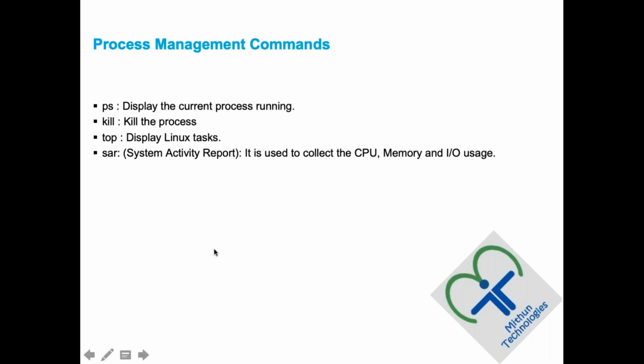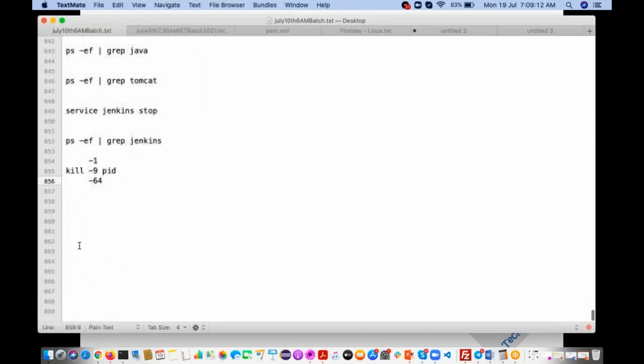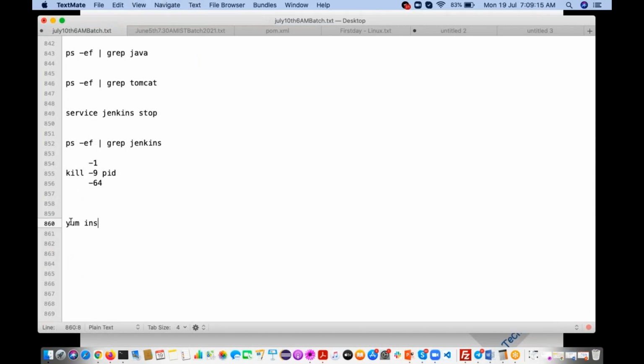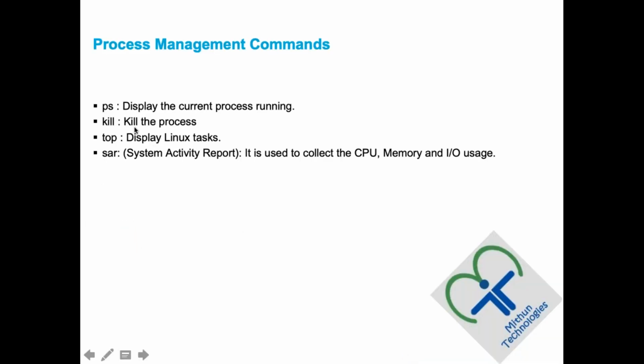So if you want to install sar, how are we going to install it? If you want to install a package, we use the yum command: yum install. There is no package named sar. You have one package named sysstat, system statistics. You have to use this package name to install sar. After executing this command, the sar command is going to work. Just go ahead and install this package and you can use it. Clear? So guys, the ps command, kill command, top command: these three are very important commands.